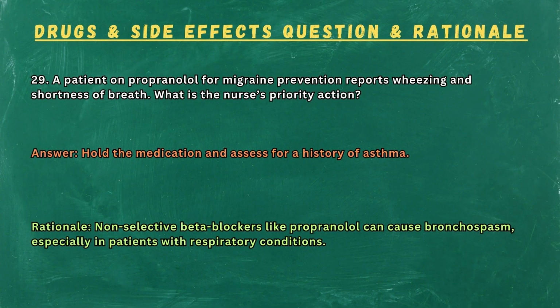29th, a patient on propranolol for migraine prevention reports wheezing and shortness of breath. What is the nurse's priority action? Answer: hold the medication and assess for a history of asthma. Rationale: non-selective beta blockers, like propranolol, can cause bronchospasm, especially in patients with respiratory conditions.